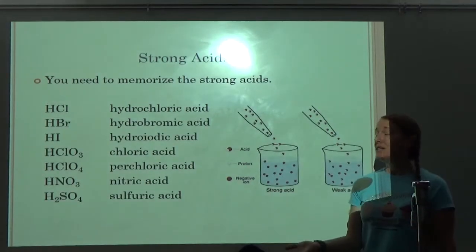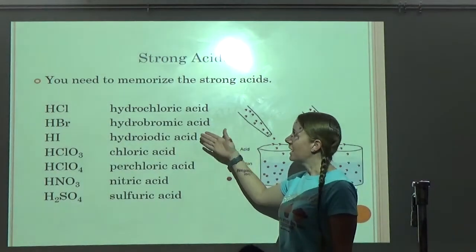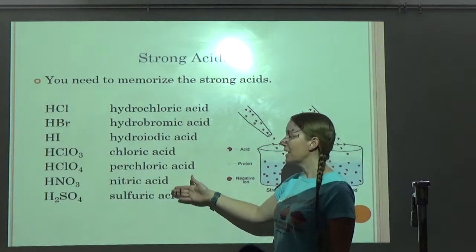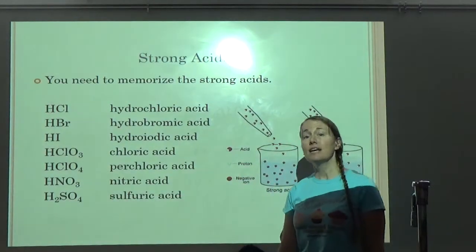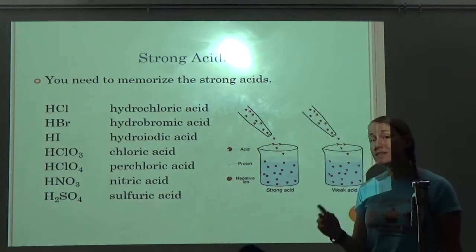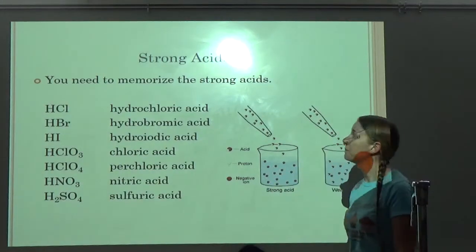You need to memorize the strong acids. So we have hydrochloric acid, hydrobromic acid, hydroiodic acid, chloric acid, perchloric acid, nitric acid, and sulfuric acid. Okay, so there are 7 of them, and so you just need to know these. So if it's an acid and it's not one of these, it's considered weak.